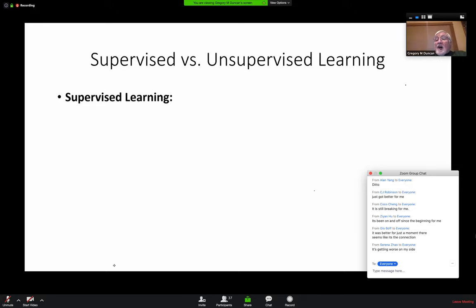We're also talking about supervised versus unsupervised. Is it flipping out again? We're going to talk about supervised versus unsupervised learning.